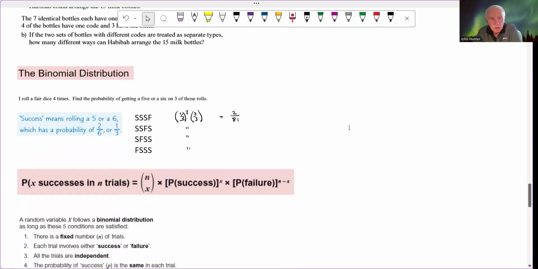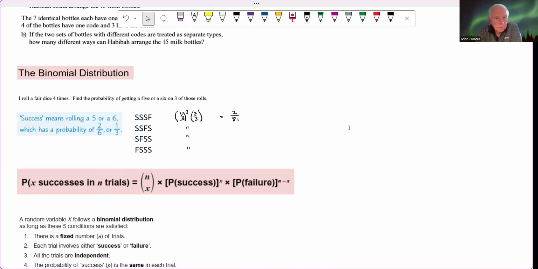Right. Okay. So next, the binomial distribution. Let's think of this example. I roll a fair dice 4 times. Find the probability of getting a 5 or a 6 on 3 of those rolls. Okay. So now for the binomial distribution, the terminology is to think in terms of a success or a failure. It's binomial because there are basically 2 outcomes, a success or a failure.